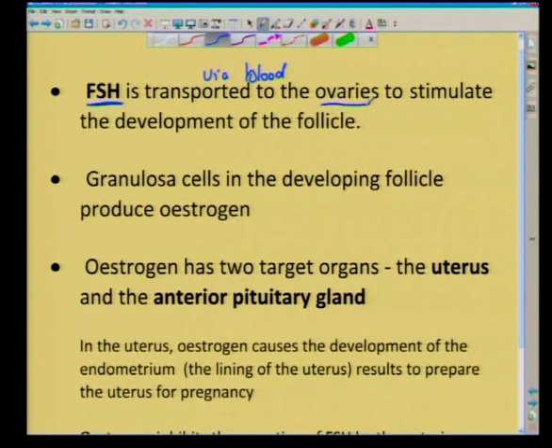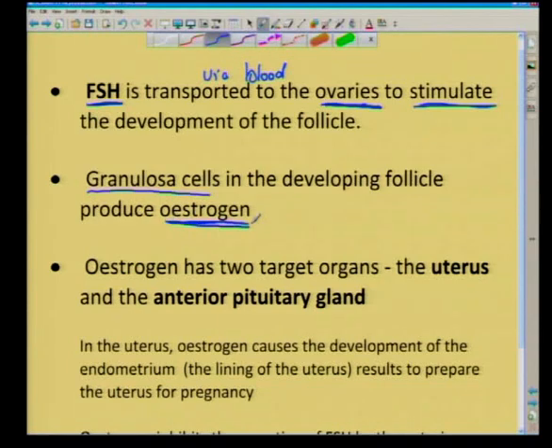So FSH is released via the blood, and it travels to the ovaries where it stimulates the development of the follicle. All right, now the granulosa cells in the developing follicle produce a hormone called estrogen.